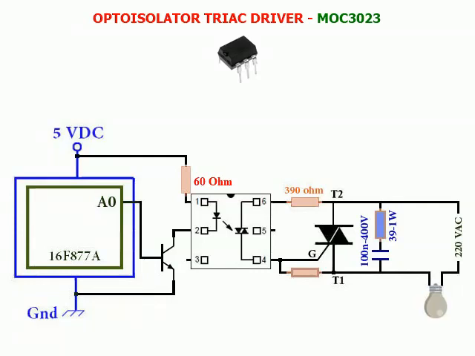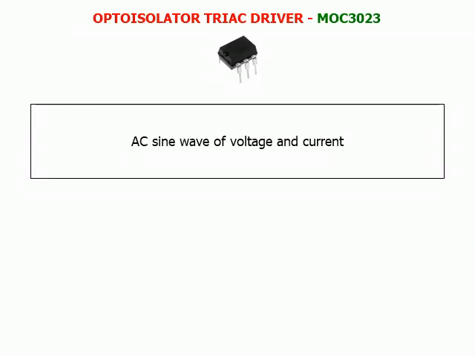Finally, for safety purposes, it is recommended to use electrical protection elements at the 220 volt AC input, such as a varistor and fuse, with appropriate values. Now, let's take a look at the sine wave of AC voltage and current.